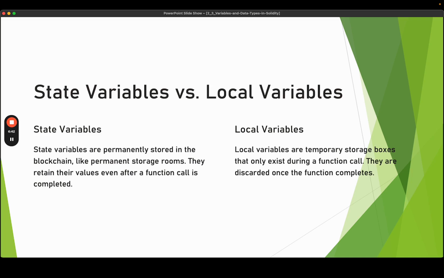Here is the comparison between state variables and local variables. State variables are permanently stored in the blockchain, like permanent storage rooms. They retain their values even after a function call is completed. Whereas local variables are temporary storage boxes that only exist during a function call. They are discarded once the function is complete.